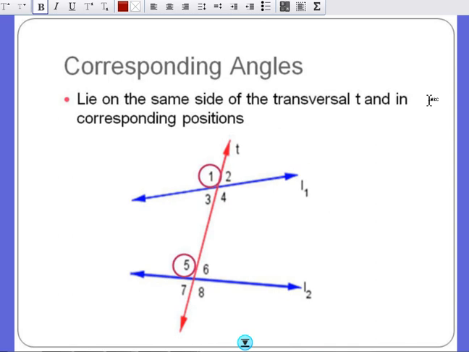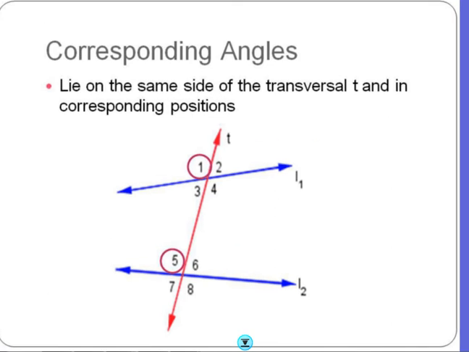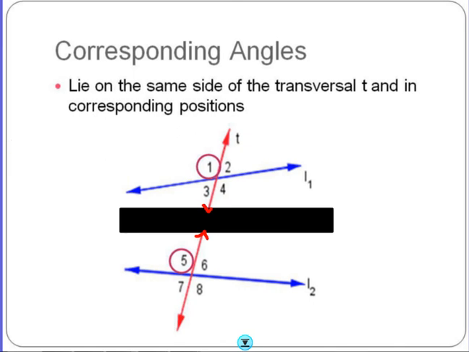Corresponding angles lie on the same side of the transversal T and in corresponding positions. So if we went through and broke that up, let's say I'm just going to cover this. Alright, there we go. So we broke it up. Let's just say that we have two intersecting lines. So we broke up the transversal. We see that 1 and 5 are going to be in the same position. 2 and 6 would be in the same position. 3 and 7 would be in the same position, and then 4 and 8 are in the same position. So those are called corresponding angles.